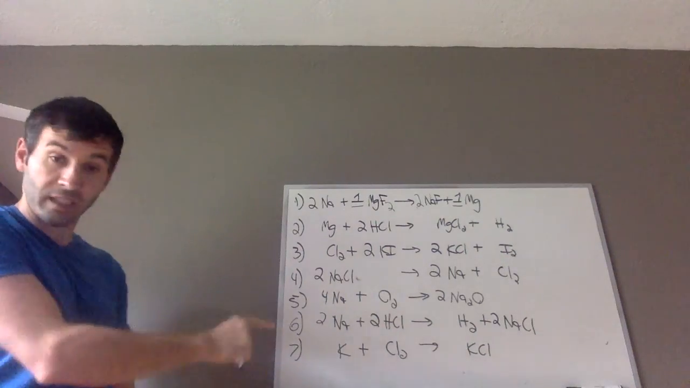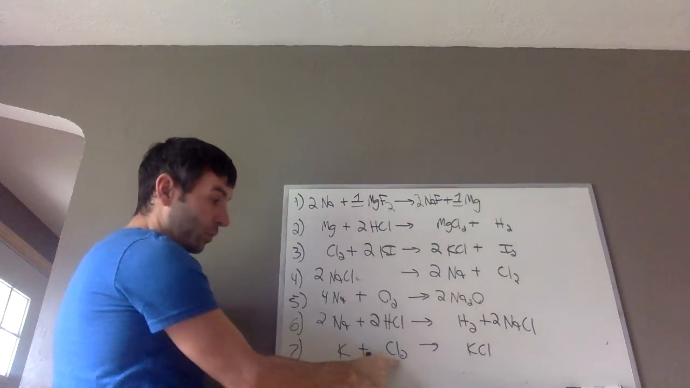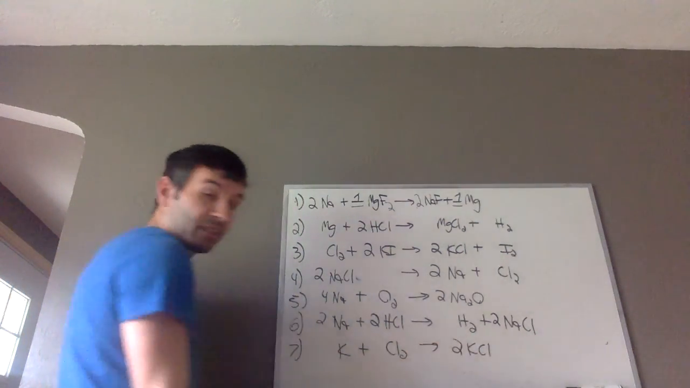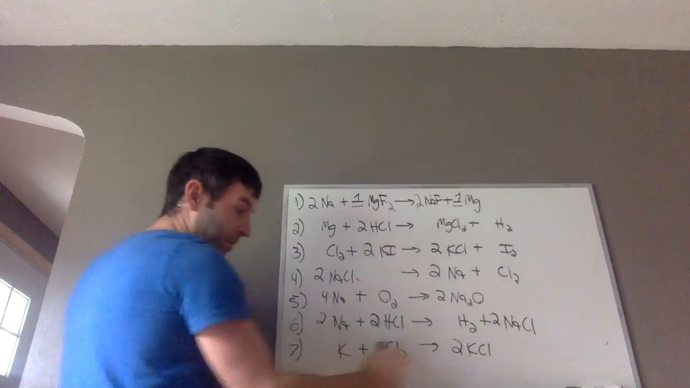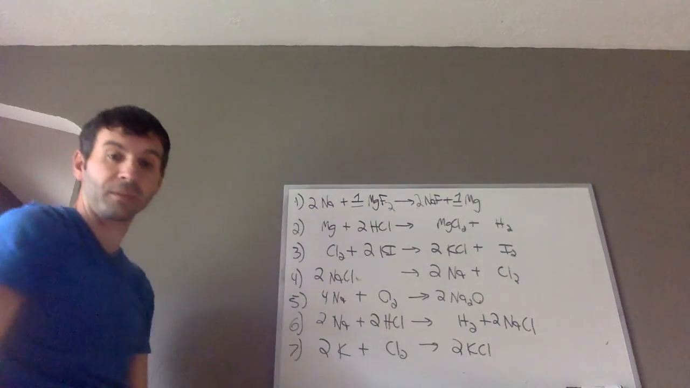Okay, and the last one of this set, I have 2 chlorines on the left, so I need 2 on the right. But now I have 2 potassiums on the right, so I need 2 potassiums on the left.